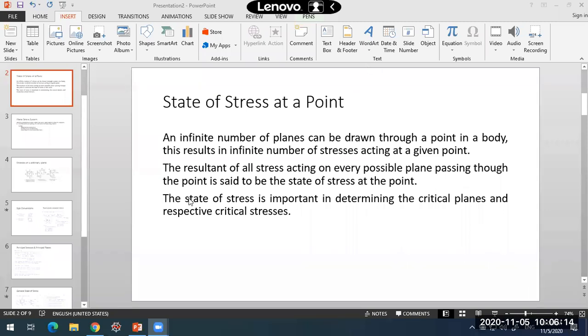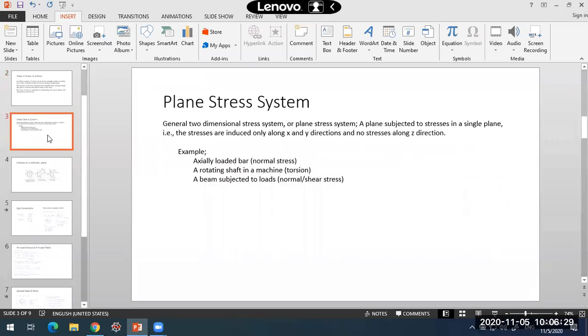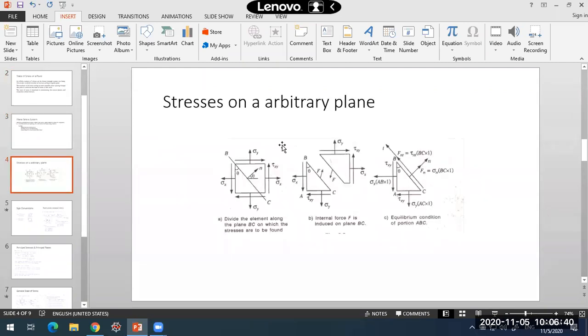Right. Fine. So this state of stress at a point is normally the resultant of all the stresses acting on different planes passing through the point. We can have an infinite number of planes passing through any point in a body. When you take one plane, there will be stresses acting on that plane, the normal stress as well as the shear stress. We can have infinite number of such planes. So the resultant at any point of all these stresses is what we call the state of stress at a point.